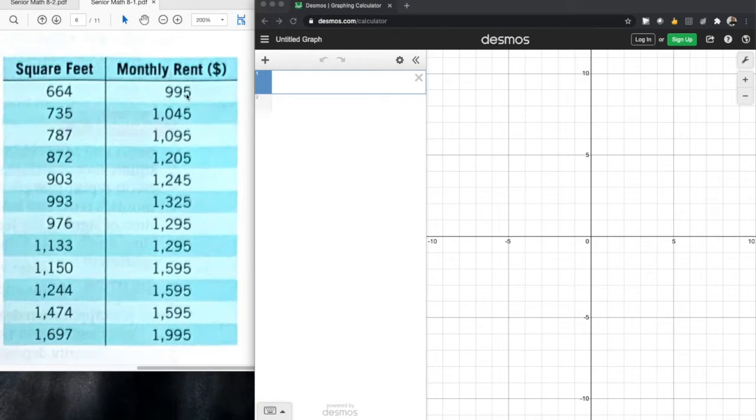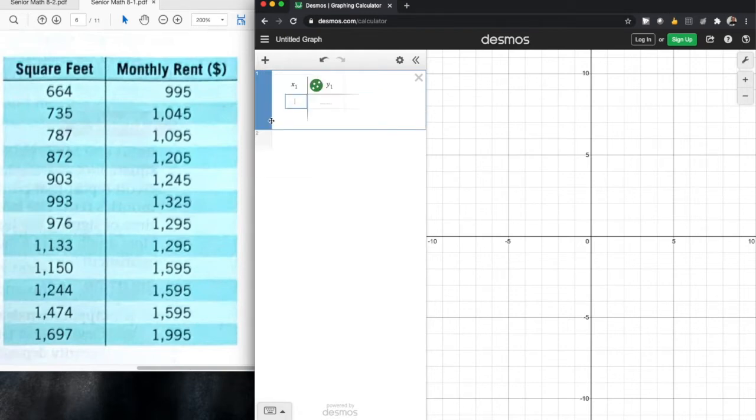Well, this is $995 for the 664 square foot place, 1,697 feet, and it's going to cost you $1,995. Well, I don't know about you, but I look at a table like this and it's just begging to be plotted. Here I have Desmos up, and we're going to click on this plus sign right here, and when we do that, we get all these choices of functions that we can use. We're going to create a table.